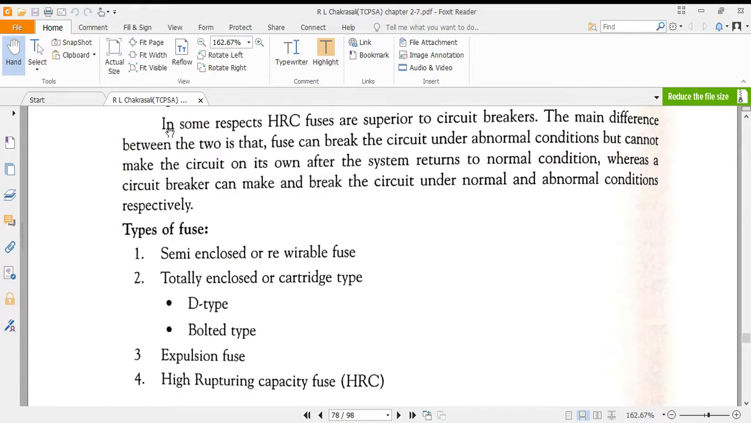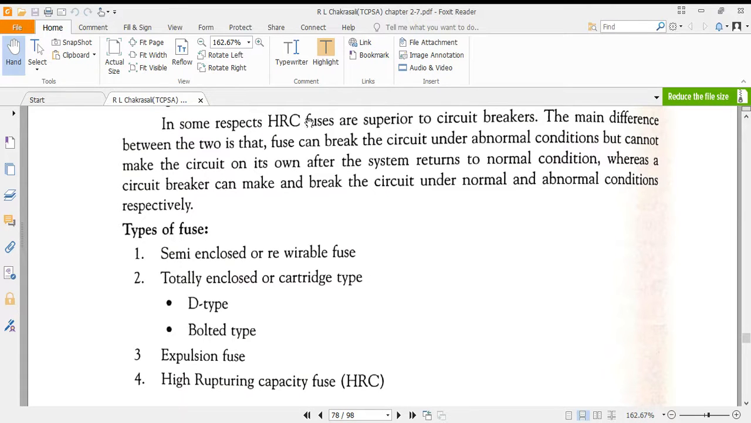It is an observation that HRC fuses are sometimes found superior to circuit breakers. And as it is, we know that circuit breakers are costlier than HRC fuses. The main difference between these two is that a fuse can break the circuit under abnormal conditions but cannot make the circuit. Try to understand the difference between these two.